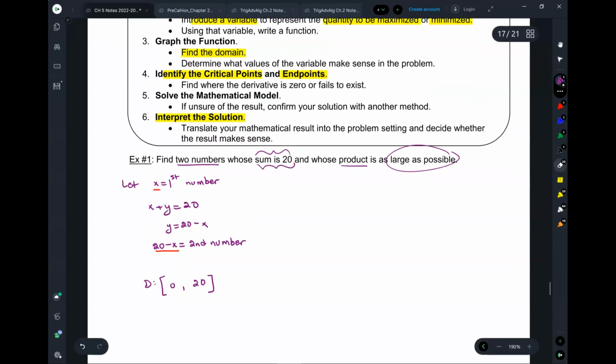In order to write your equation, you have to go to what it is that you are maximizing or minimizing. Right now, we want the product to be as large as possible. So when you write the function, it has to be for the product of these two numbers. So the function is f of x. It has to be in function notation. It's the product of these two numbers, means it's x times 20 minus x. First number times the second number.